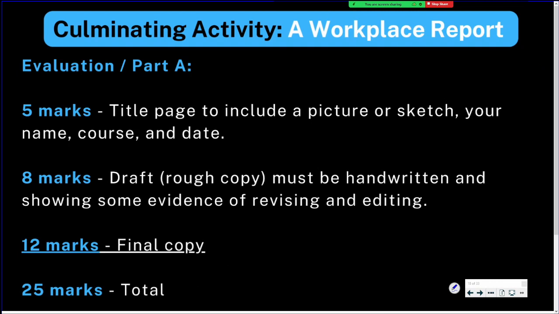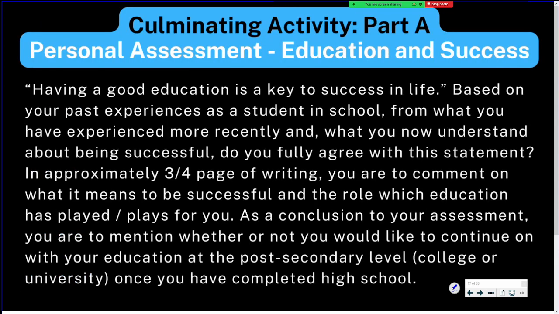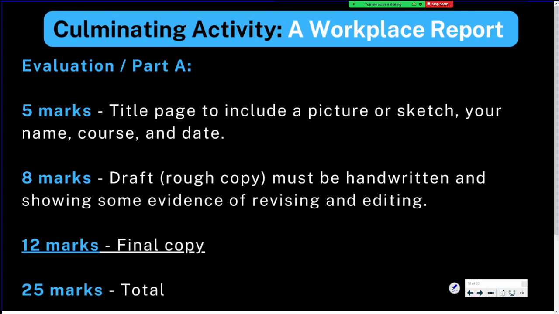So we need to look at the evaluation for this. So part A, you get 5 marks for your title page. So that's a picture, a sketch, your name, the course, a date. So we've done this in previous ones. So if you saved a digital version of this, then you can pretty much use that as a template and just change the assignment and make sure you got the date updated and all that. And that's a very useful thing to do.